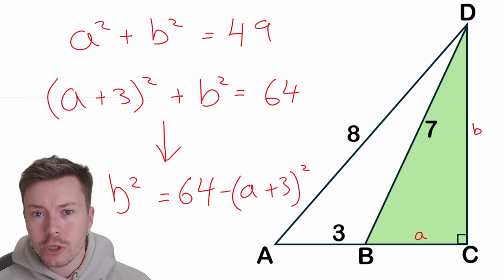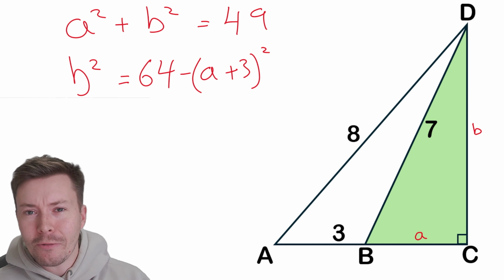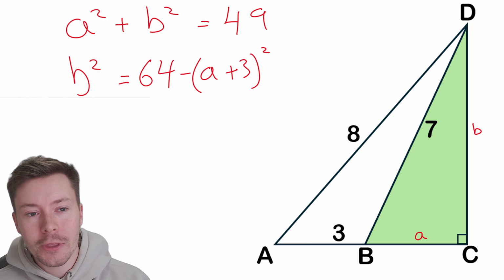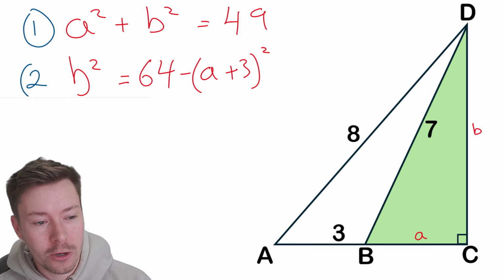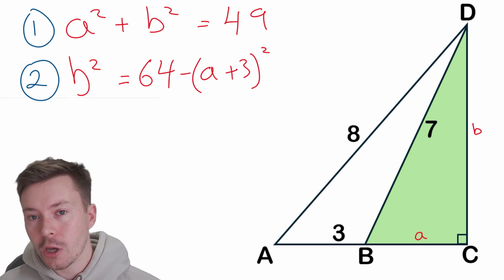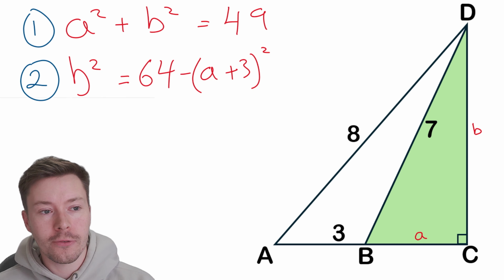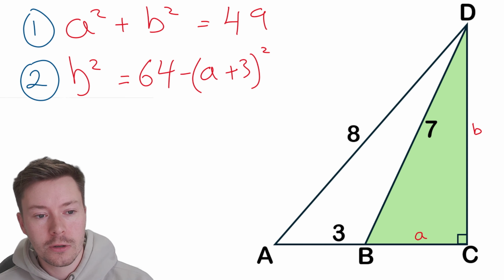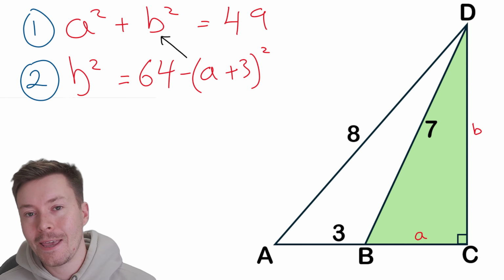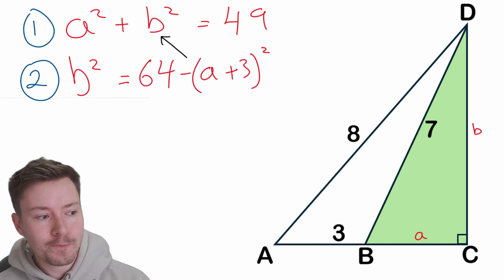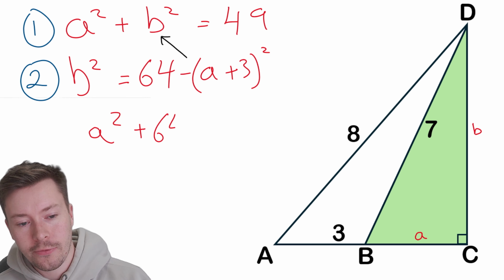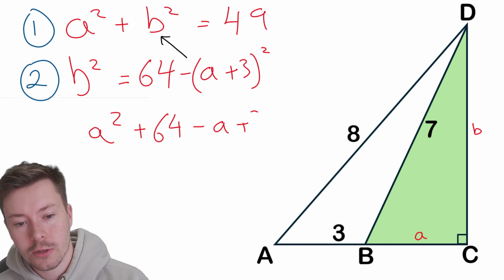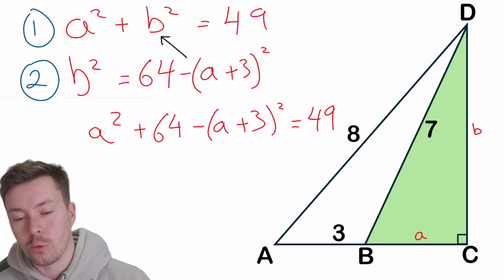So that's what we've got. I'm just going to tidy everything up now. Just like that, everything's a bit tidier. Let's label these equations. I'm going to call the first equation 1 and the second equation number 2. Then I'm going to substitute the b squared into the first equation, so I'm going to plug this equation into b squared here. That will give me a squared plus 64 minus a plus 3 all squared is equal to 49.